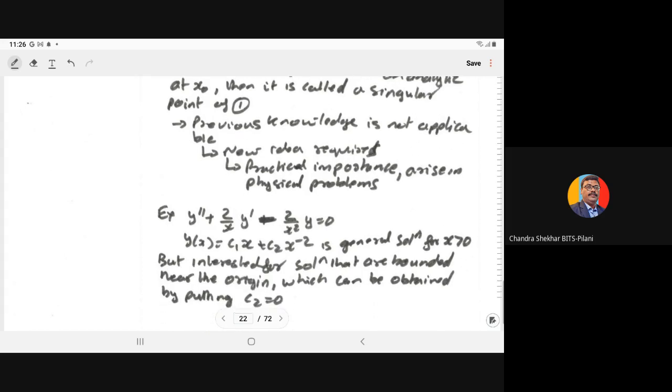For example, take this equation, y double dash plus 2 upon x y dash minus 2 upon x square y is equal to 0. That can be written as x square y double dash plus 2x y dash minus 2y is equal to 0. Which equation is it? Already you know this equation: it is Euler's equidimensional equation. So already you know how to solve it.